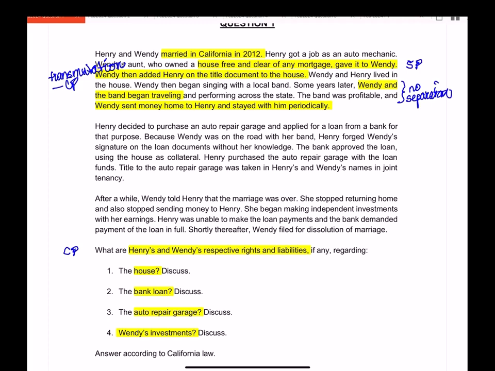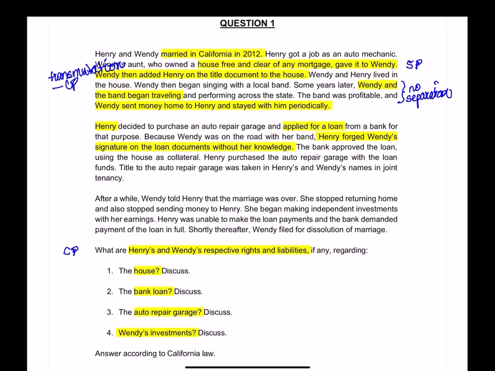The next paragraph tells me that Henry decided to purchase an auto repair garage and applied for a loan from a bank for that purpose. Okay, that's his line of work. It told me up above that he got a job as a car mechanic. So this is his line of work for the benefit of the community. So there's nothing wild going on here yet.